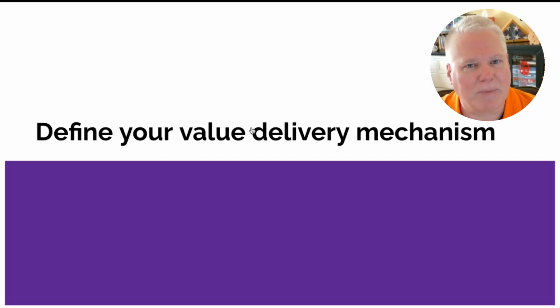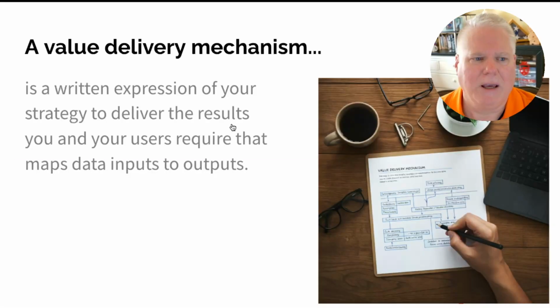The second step is defining that value delivery mechanism. And what is a value delivery mechanism? Well, simply stated, this is just a written expression of your strategy to deliver the results that you and your users require. Basically what we're talking about here is mapping inputs to outputs. So the primary thing that we're focusing on here is how do we get the right inputs to the right outputs?